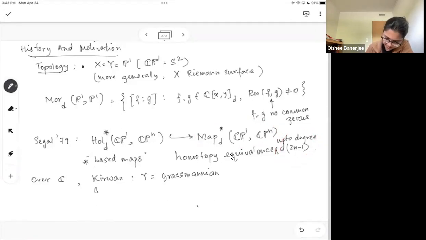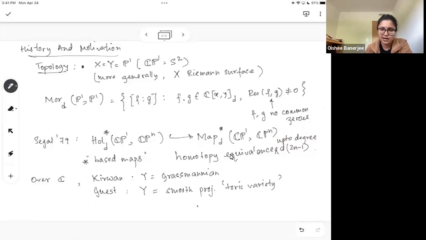And Martin Guest worked out the case of when Y is a smooth projective toric variety. I won't get into the definition of what a toric variety is, but some examples are projective spaces, products of projective spaces, weighted projective spaces, projectivization of a vector bundle over a projective space, for example, and so on. Okay.